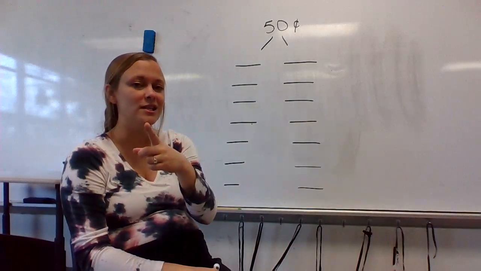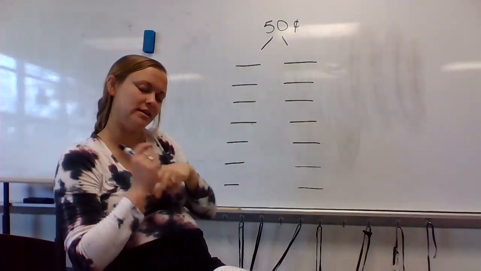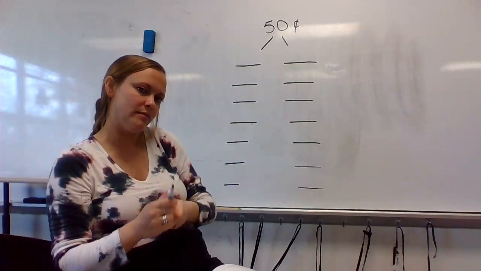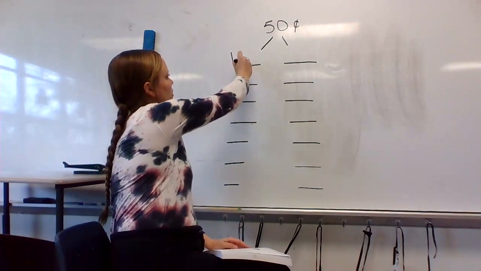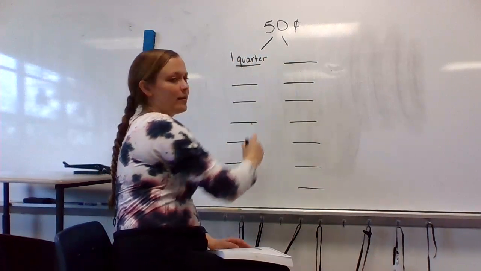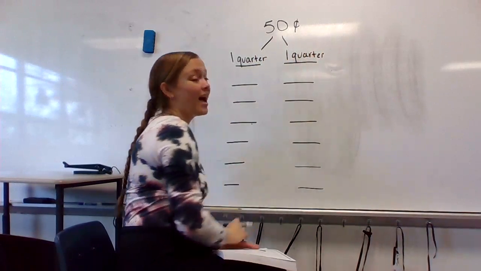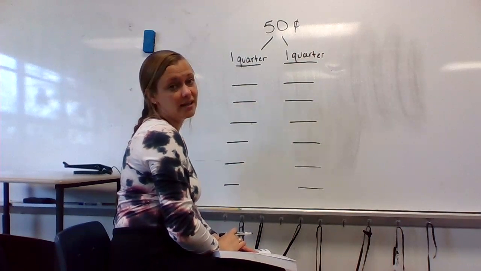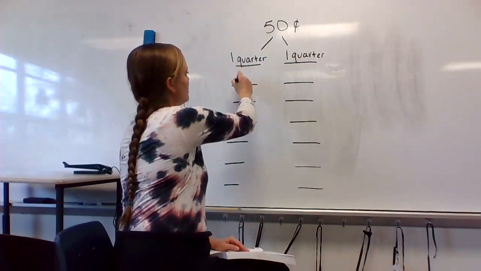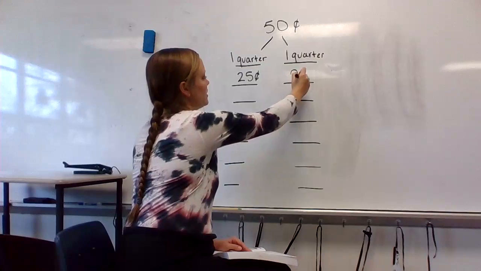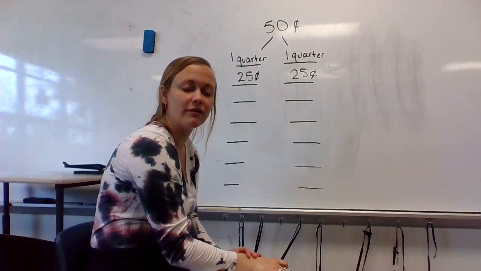What I'm challenging you to do is how can we break 50 cents apart? How many ways? That's kind of confusing sounding, so let me give you an example. I know that 50 cents breaks into 2 quarters. So I'm going to put 1 quarter here and 1 quarter here. I also know that 50 cents breaks into 2 quarters, and I could put the value of the quarters. So I'm going to put 25 cents here and 25 cents here. All right, I want you guys to keep going. How many ways can you think of 50 cents breaking apart?